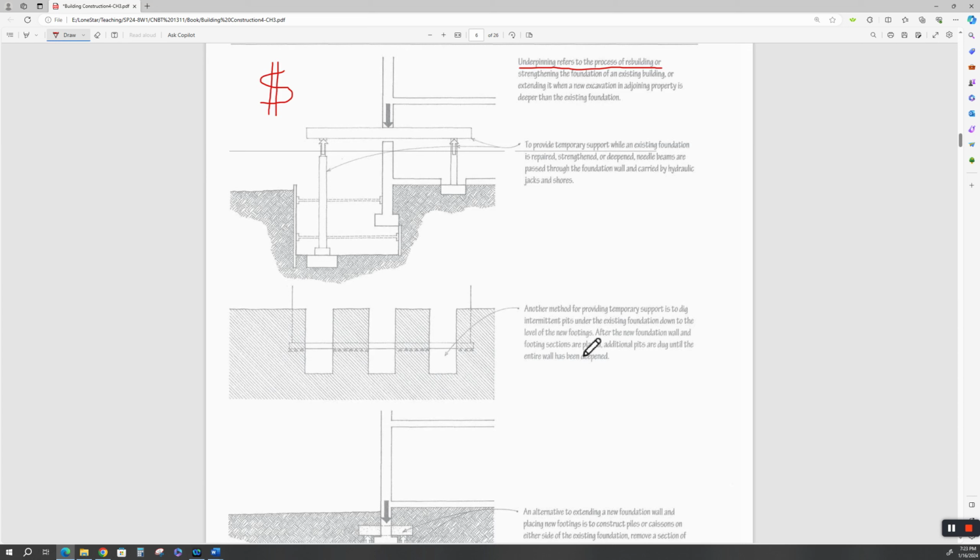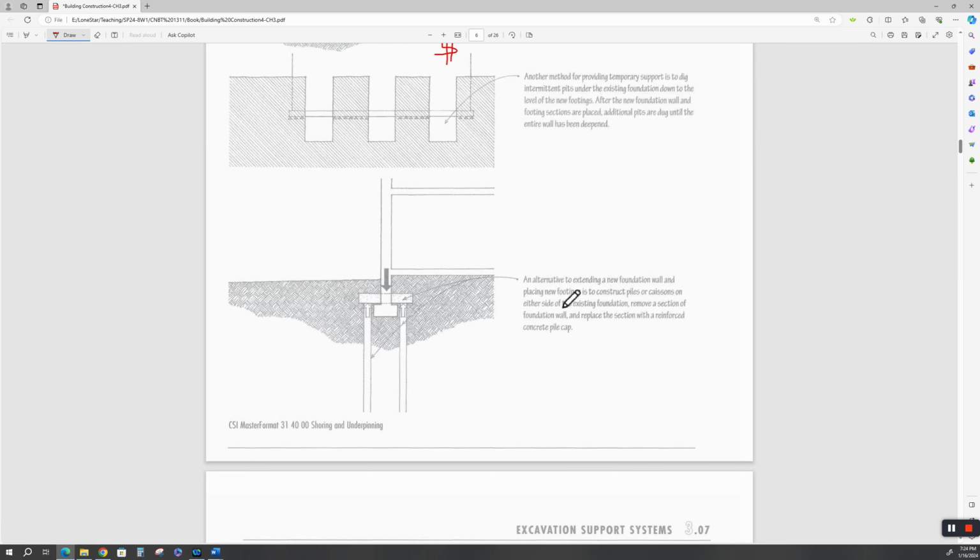Another method for providing temporary support is to dig intermediate pits under the existing foundation down to the level of the new footings. After the new foundation wall and footing sections are placed, additional pits are dug until the wall has deepened. This is insane, in my opinion. This doesn't work down here. You do more damage to the existing structure. It's extremely expensive. The best thing to do is to avoid it at all possible costs.